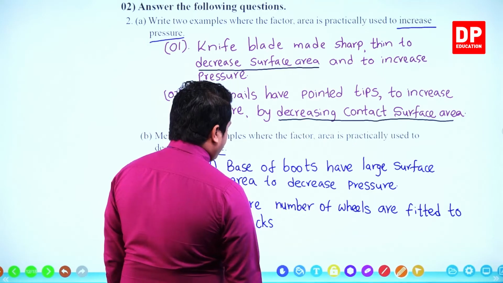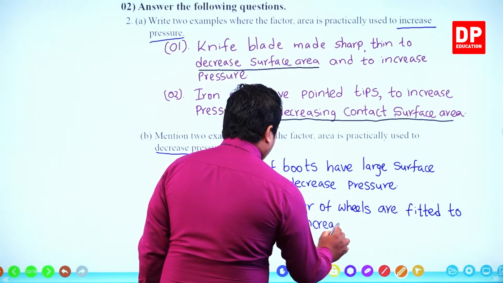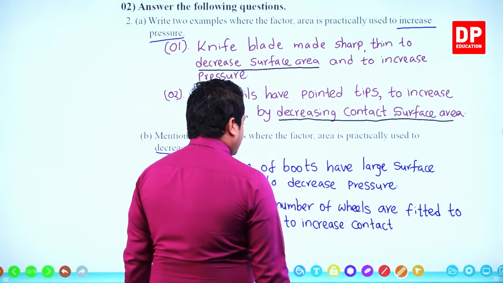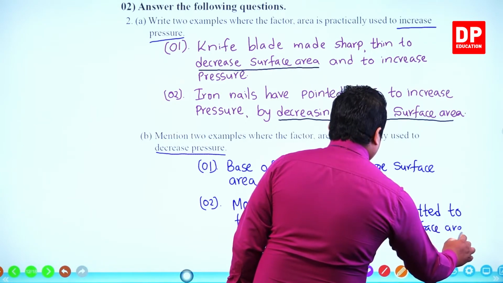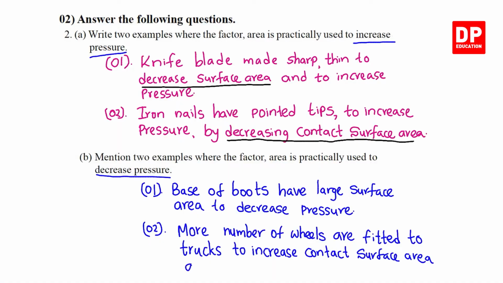More number of wheels are fitted to trucks to increase contact surface area and to decrease pressure. Right? So these are two cases.